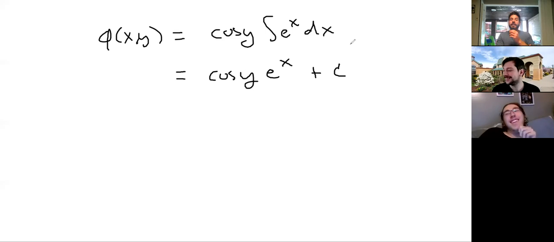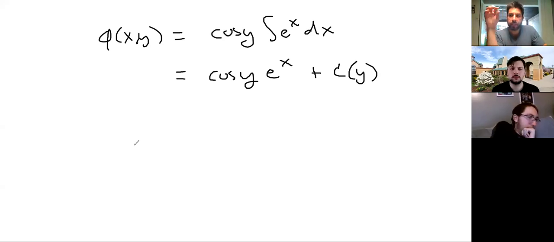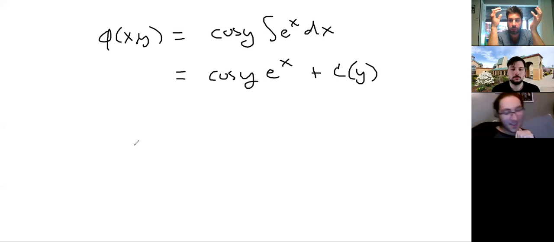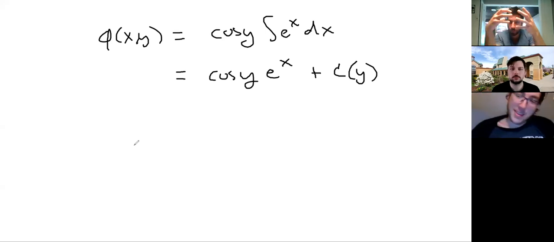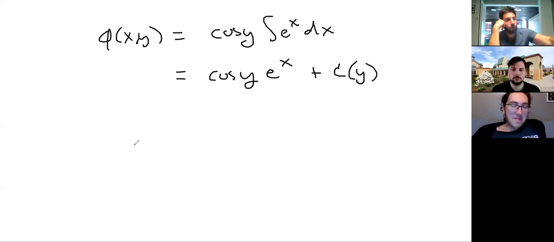So let's think about this equation. C doesn't necessarily have to be a number. C could actually depend on y. Now hear me out again. If you're confused by why I'm saying C could depend on y, look at this relationship. If you take the partial of the right-hand side with respect to x, even if that C possibly depends on y, its partial is still 0. Differentiate now with respect to x, and you get the partial of phi with respect to x equal to cosine y e to the x.